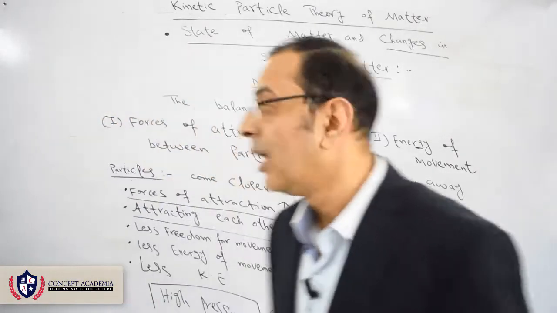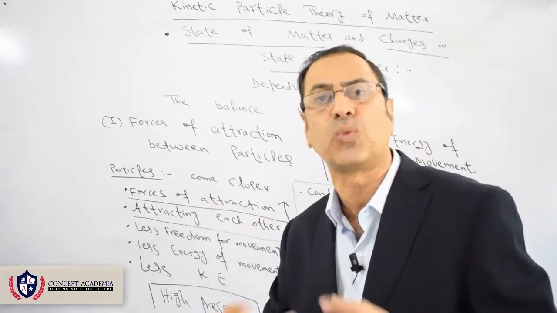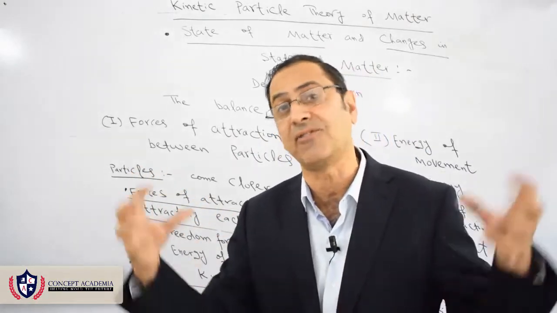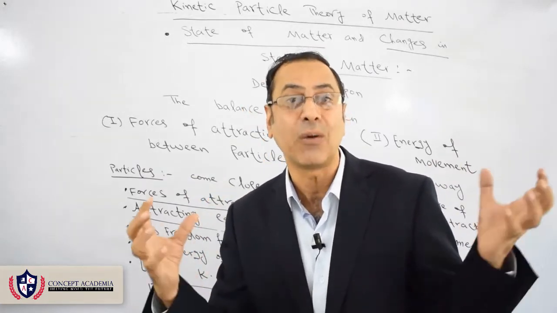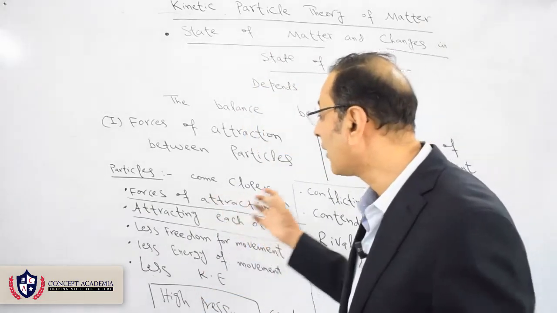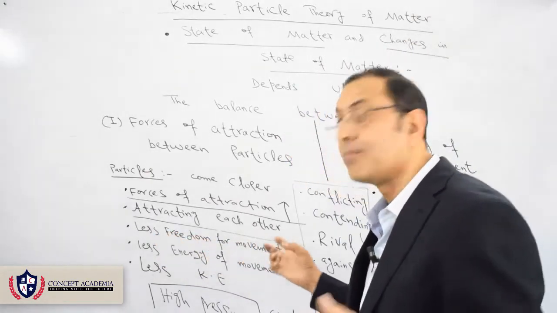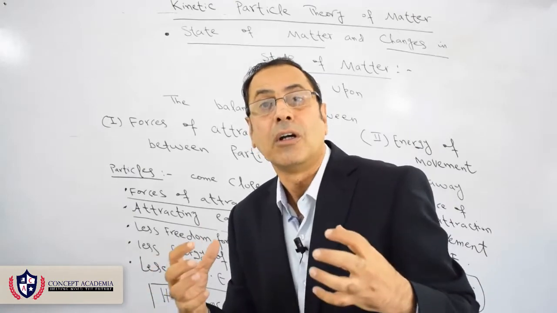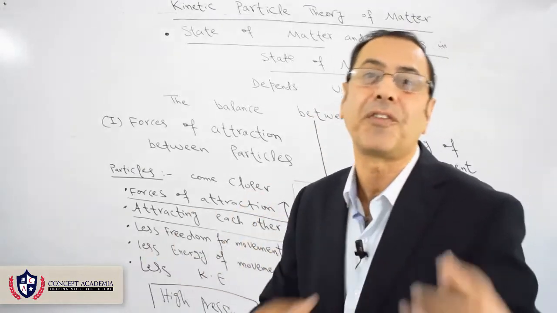For example, when the forces of attraction between the particles are very, very high, they will attract each other. When the forces of attraction are very high, it means they will come closer. Naturally, obviously, they come closer. When they come closer, they are attracting each other. There is less freedom for movement because they are more closely packed and attracting each other. So there is less freedom for their movement.